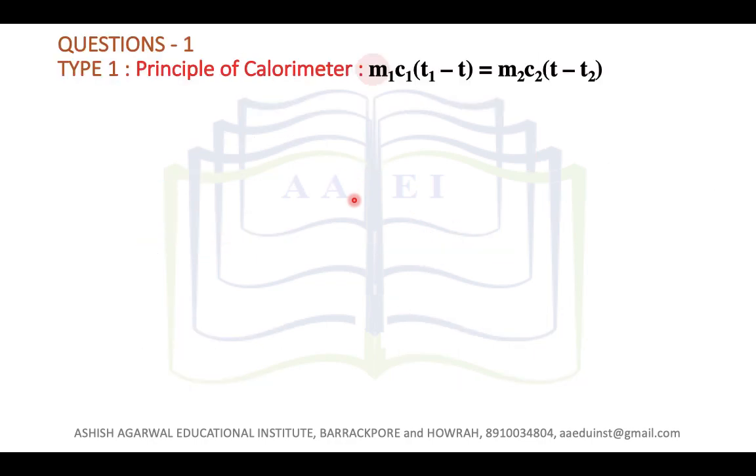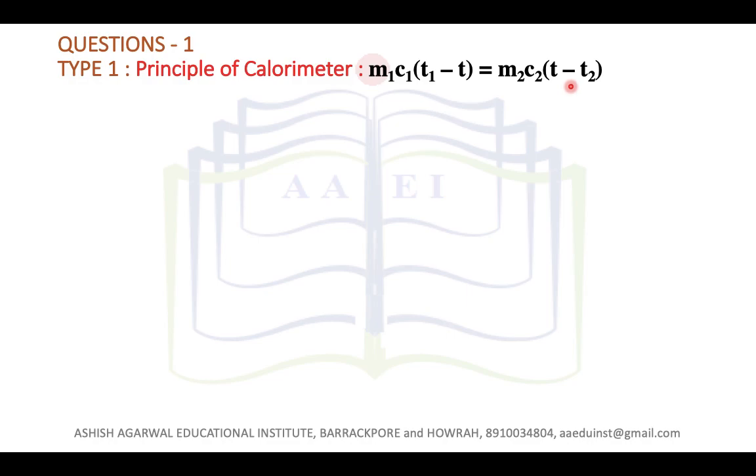Moving forward, we have the questions coming now. It is question 1. As I discussed, we are going to see three types. Type 1, we are discussing the principle of calorimeter, and here we can see what type it is, case 1 or case 2.